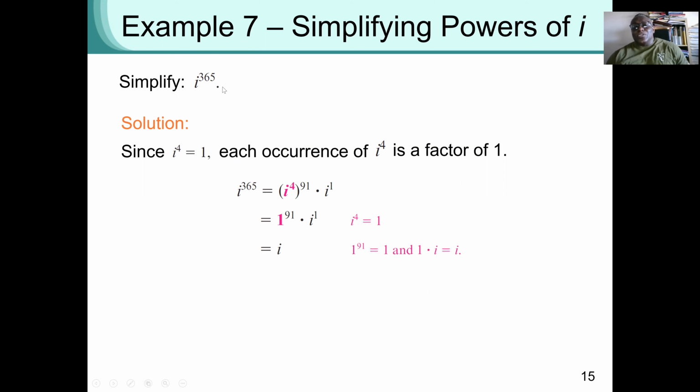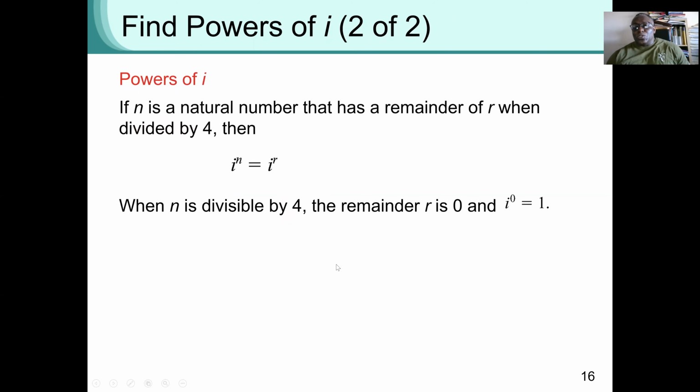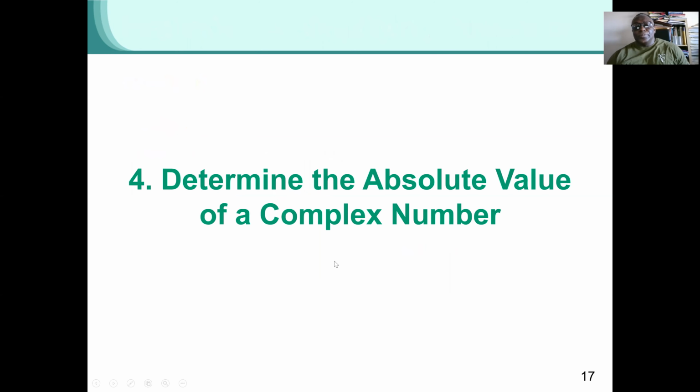But I have 365. The highest I can go, since 365 is not divisible by 4, then I need to find the remainder value. The remainder was 1, so that's why I have i to the power 1. Now, if it's 366, then i squared will be the remainder. The remainder is 2, so i to the power 2. And that's the rule we use.